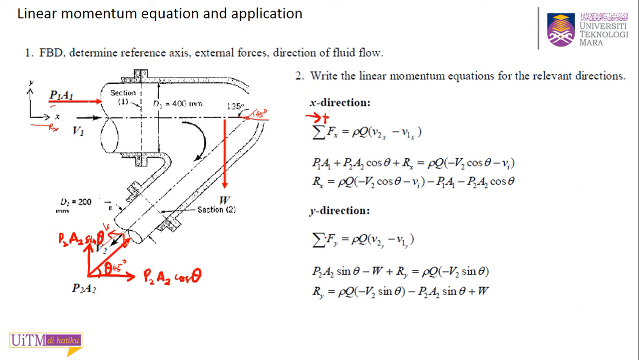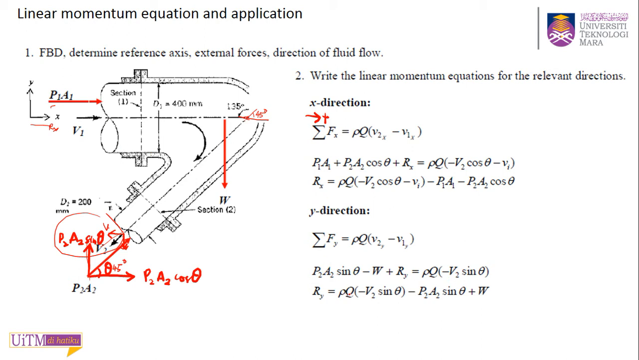Okay, summation of force in Y direction, so you have to check your Y direction. So you have P2A2 sin theta, in one direction, and it is in the same direction as your reference axis, minus W, because W is going downwards, minus W, plus the Ry, this will be equal to rho Q times V2Y minus V1Y. V2Y is this one going downward, that is V2 sin theta. That's why you have negative V2 sin theta, and V1Y is 0.